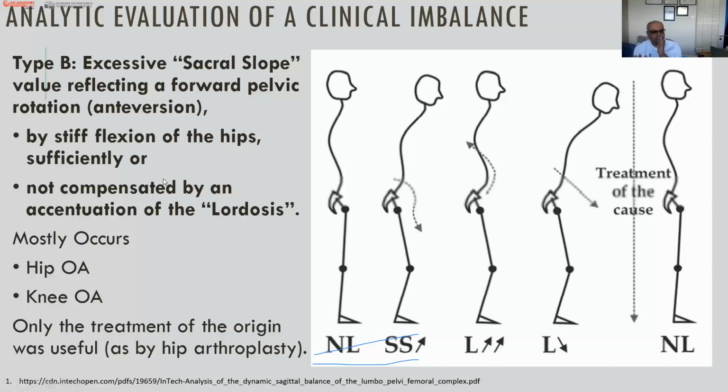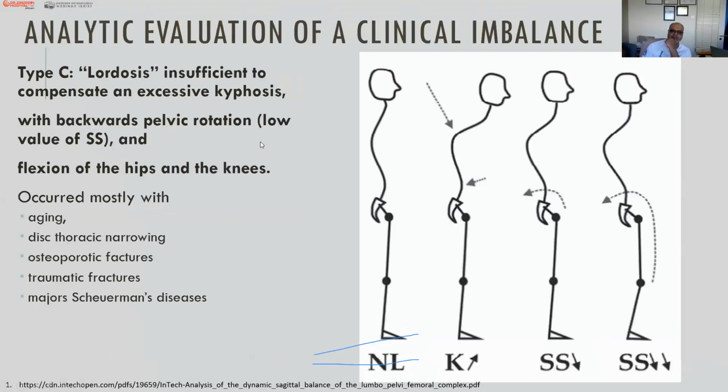You should be able to work out where the sagittal imbalance of the patient is coming from. Is it from the loss of lumbar lordosis, or is it due to hip or knee arthritis? The next slide is talking about patients who get disc narrowing. More common is osteoporotic fractures.